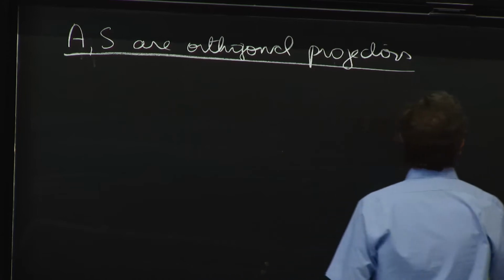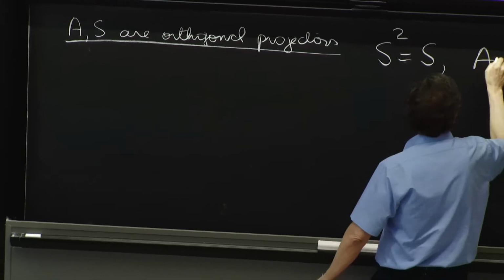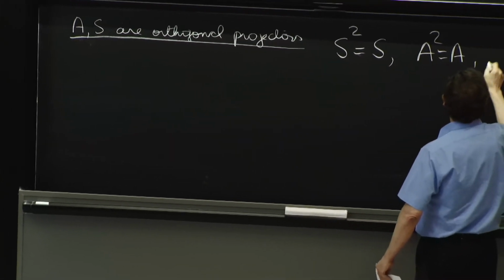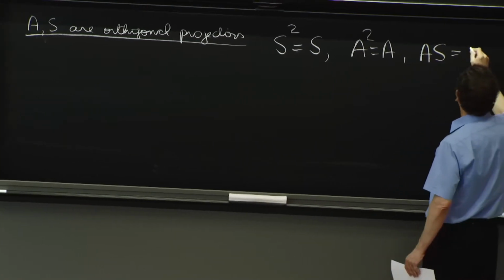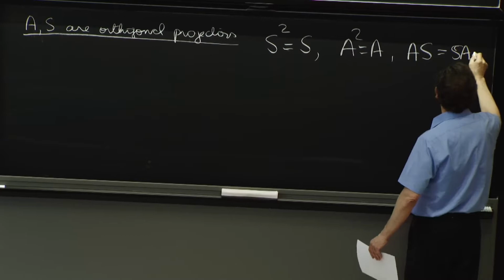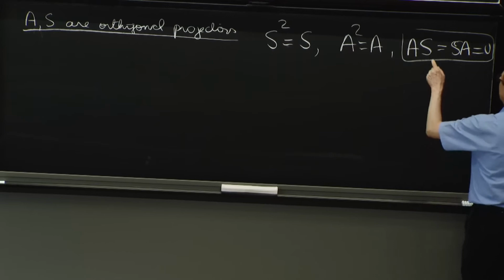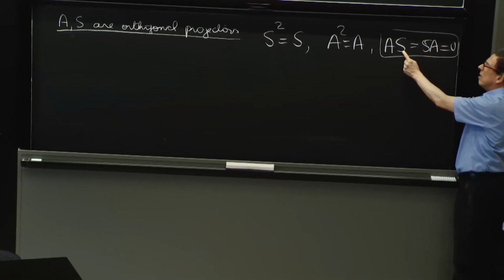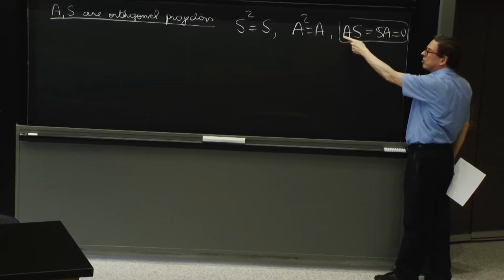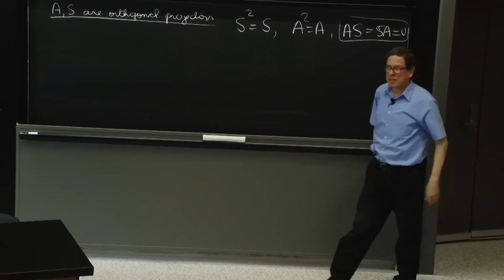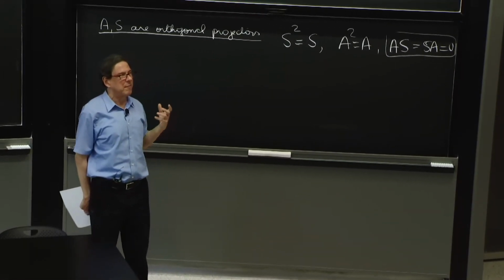So what does that mean? It means that S squared is equal to S, A squared is equal to A, and we'll also show that they're orthogonal to each other, in that AS equals SA equals 0 as well. So if you first apply the symmetrization operator to a state, and then you apply the anti-symmetrization, you get 0. So once you symmetrize, that symmetric state has no component along the anti-symmetric state.